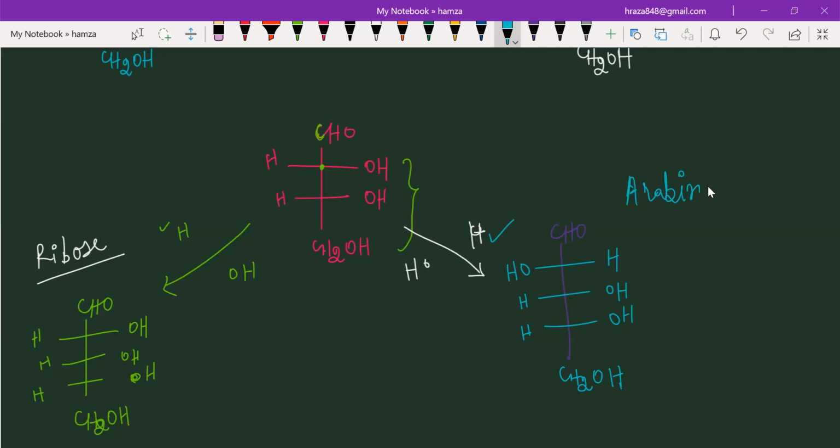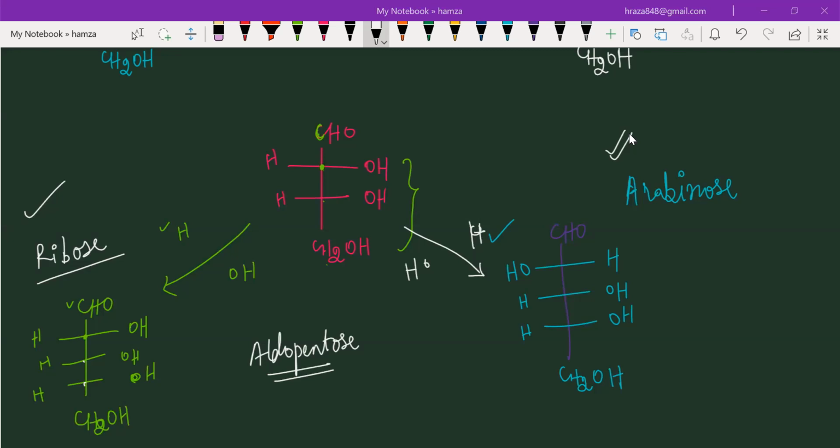And this monosaccharide has a name, that is arabinose. You can see it has 1, 2, 3, 4 carbon. Sorry, this has now 5 carbon. You can see 1, 2, 3, 4, 5. So it is aldopentose. Both are aldopentose, and its name is ribose, and its name is arabinose. Is that clear? Yes, sir.